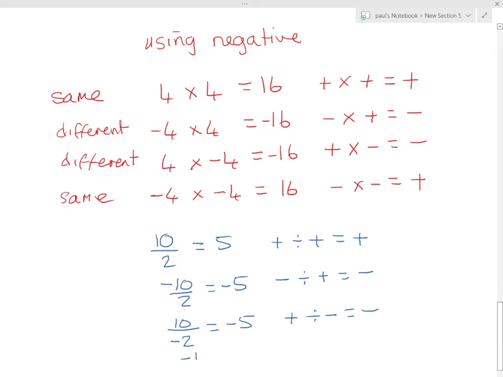And the last one is minus 10 divided by minus 2, which will equal a plus 5. So minus divided by minus equals a plus. And again, same signs equals a plus. Different signs will equal a minus.